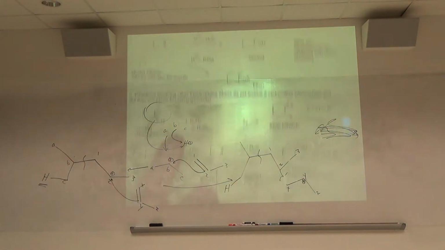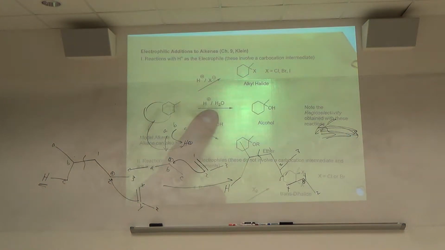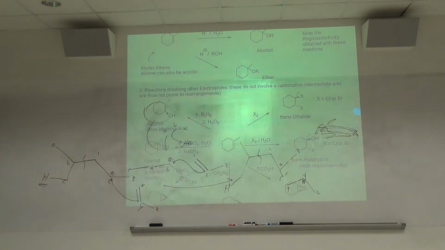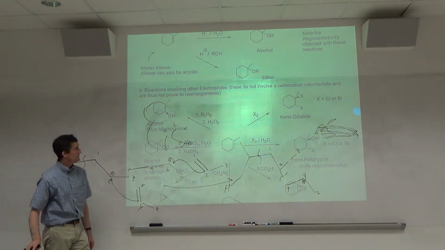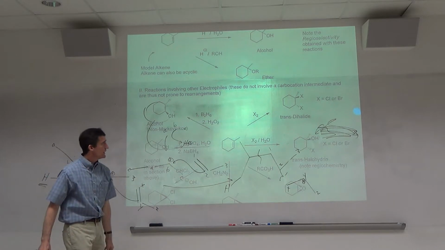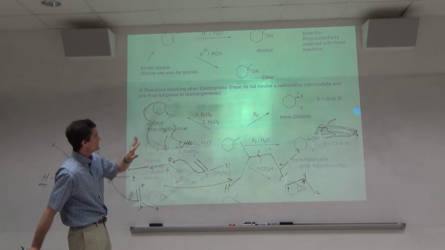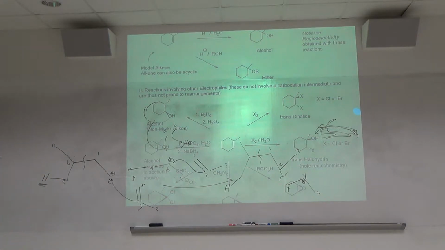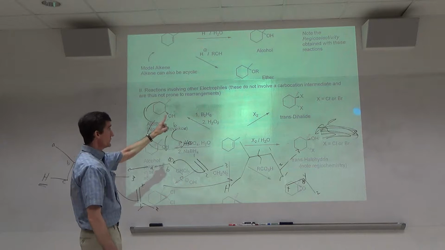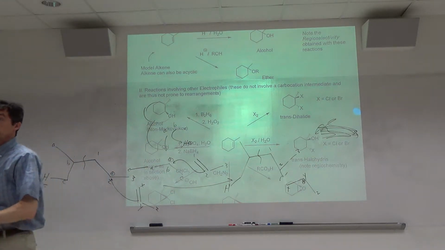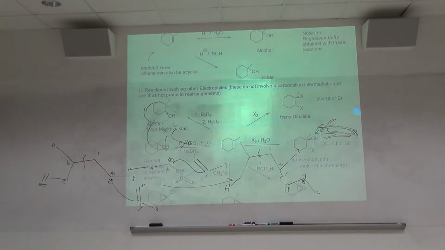All right. We've covered number 1. We're now going to be moving to Roman numeral 2. Reactions involving other electrophiles. Actually, up top, we also did C+. Other electrophiles. And these reactions do not involve a carbocation intermediate. All the ones before have. Since there's no carbocation, they will not rearrange, because you only get skeletal rearrangements when you have carbocations.